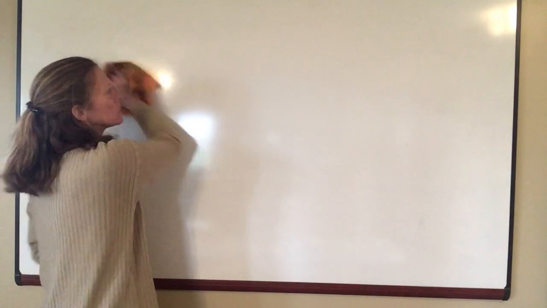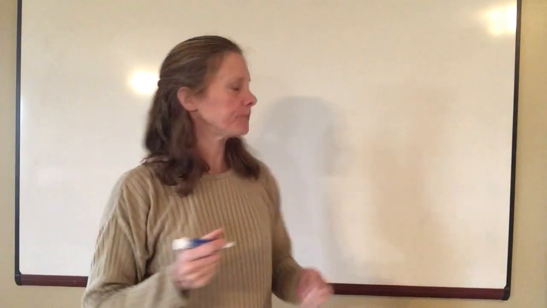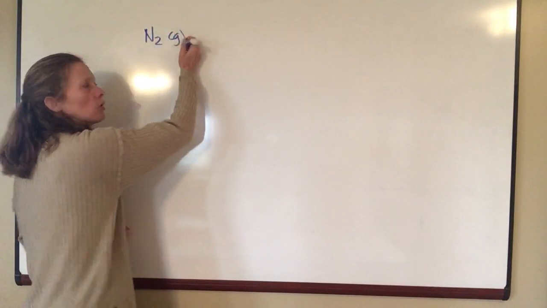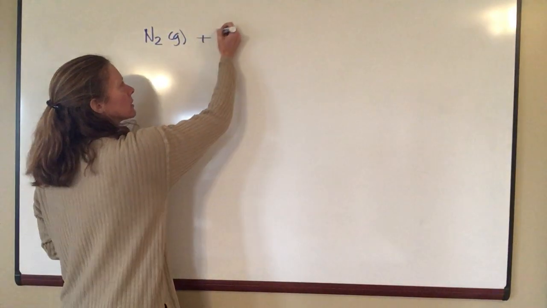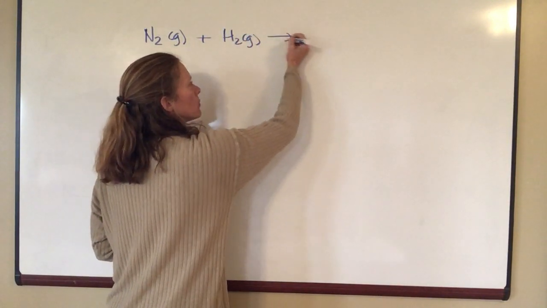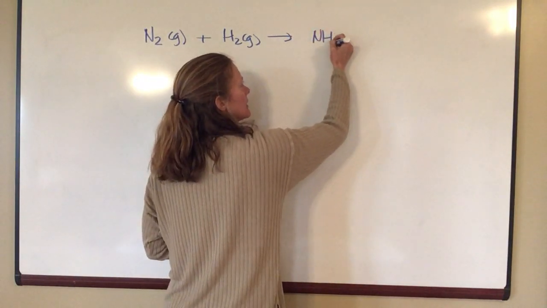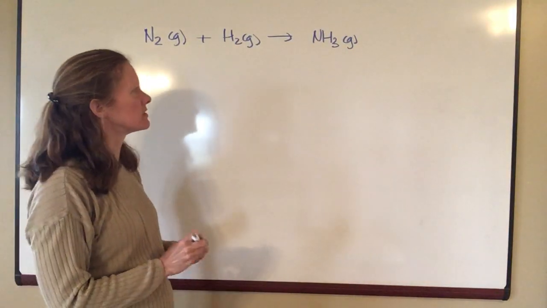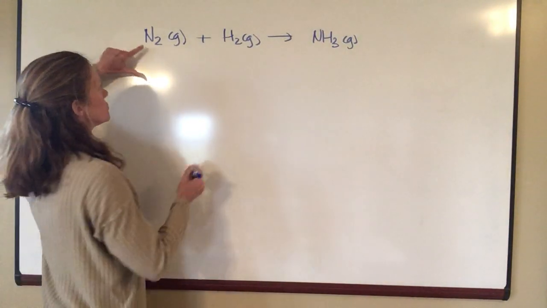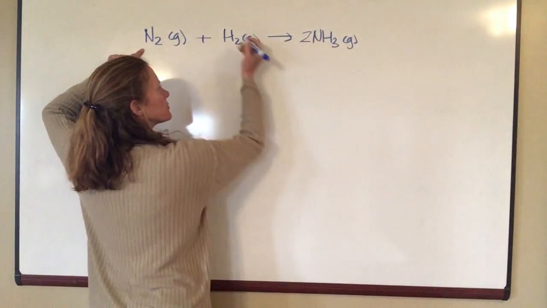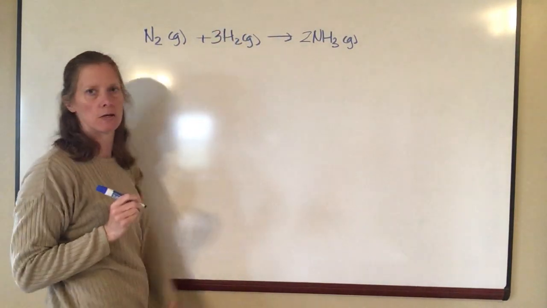The reaction that we're going to look at for this is the production of ammonia. And so I'm going to start with N2, which is a gas, and I'm going to combine that with hydrogen gas, and that will make NH3, or ammonia gas. Okay, now you'll notice that this isn't balanced. In order to balance this, 2 nitrogens would have to be put on this side. That gives me a total of 6 hydrogens, so I will need a 3 here.